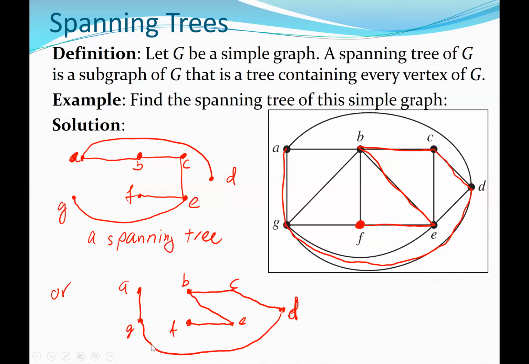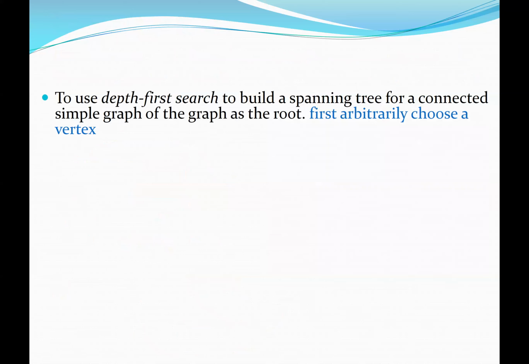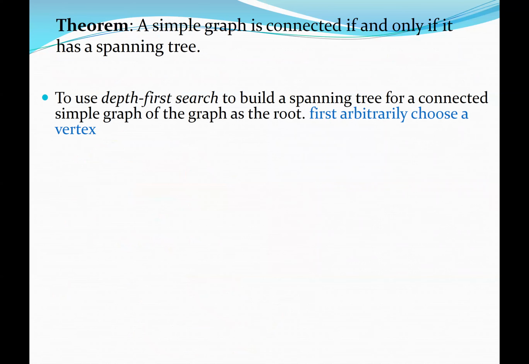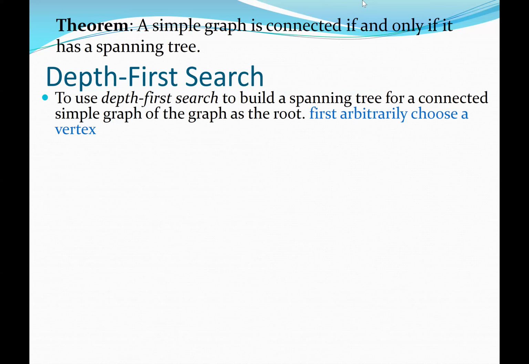All right, so now we're going to take a look at how we find a spanning tree. We have two options. The first one is a technique called depth first search. Any simple graph is connected if and only if it has a spanning tree. So you can see in the previous example, we were able to connect all our vertices.